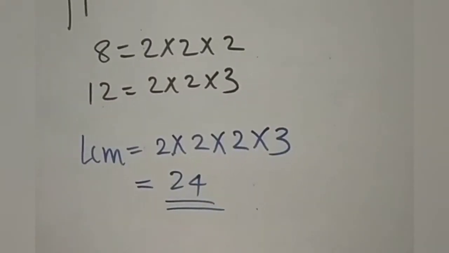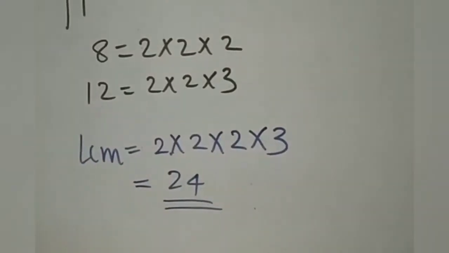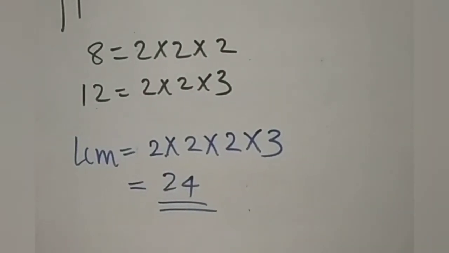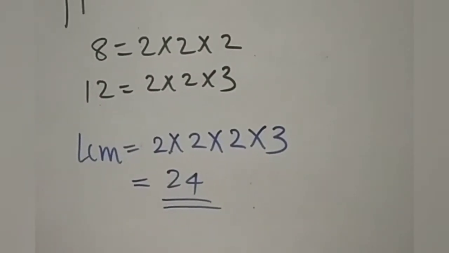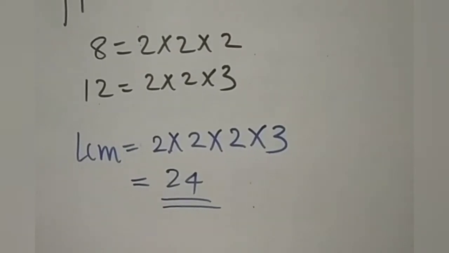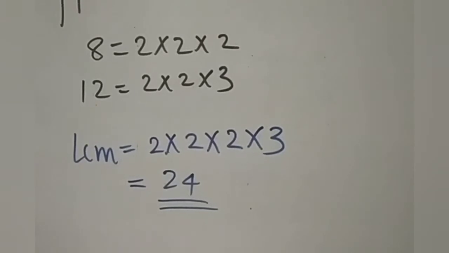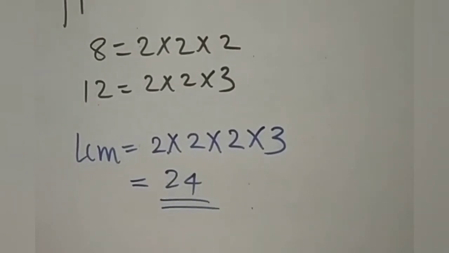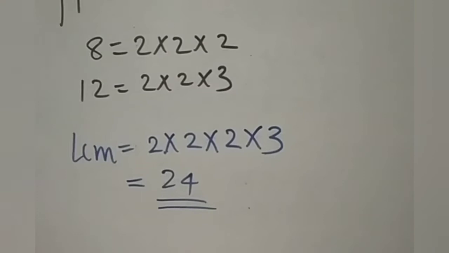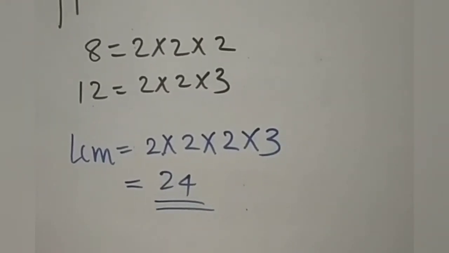Now look at the prime factorization of 8 and 12. We have only two prime factors. They are 2 and 3. And the number 2 has appeared 3 times in the prime factorization of 8. And the number 2 has appeared 2 times in the prime factorization of 12. And the maximum number of appearances of 2 is 3, since 2 has appeared 3 times in 8. So the maximum number is 3.